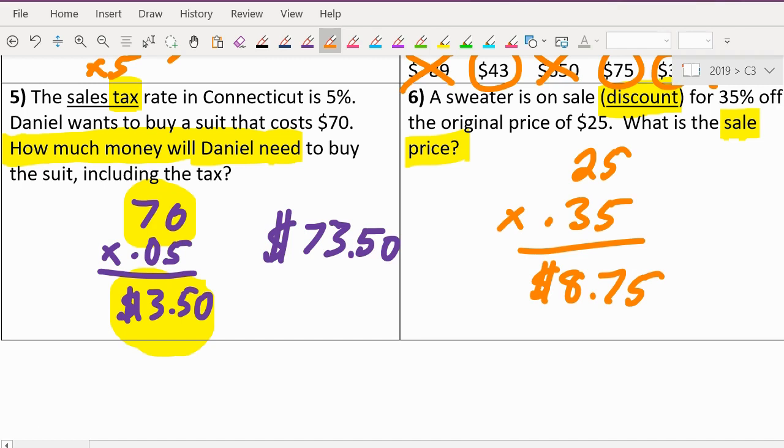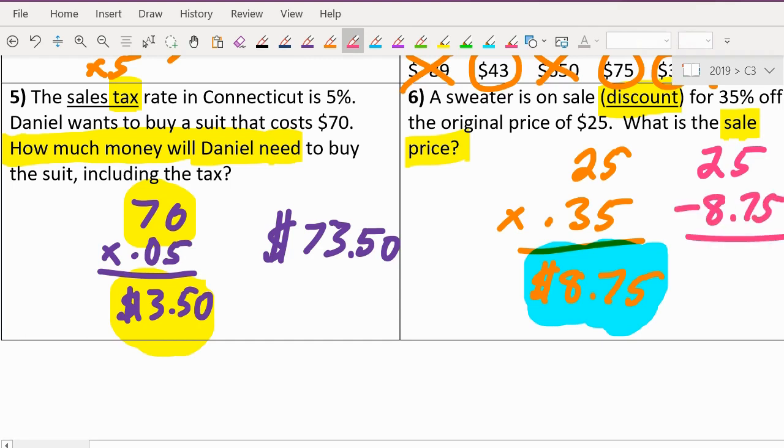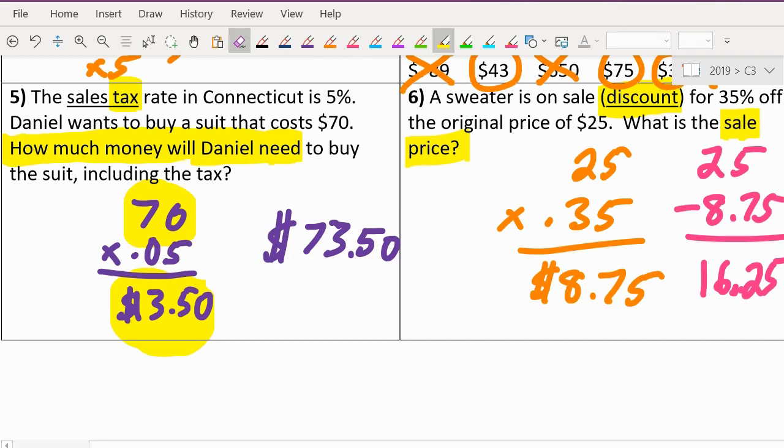All right. So we found the amount off the original, but we need to take that off of the original. So what do we do now, Katara? Subtract. Right. So we get 25 minus 8.75, which I don't want to do. 16.25. So $16.25 is our final answer. So I should highlight that one. Any questions? No? Okay.